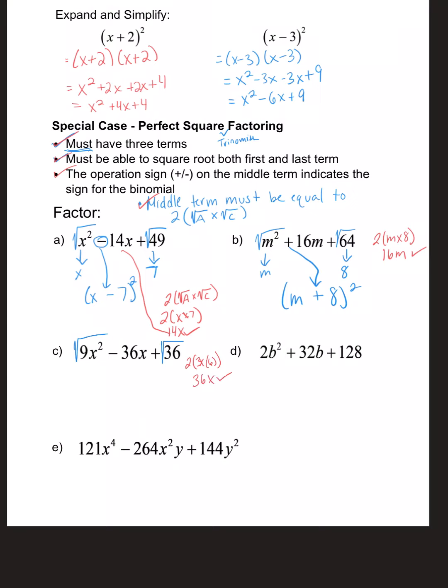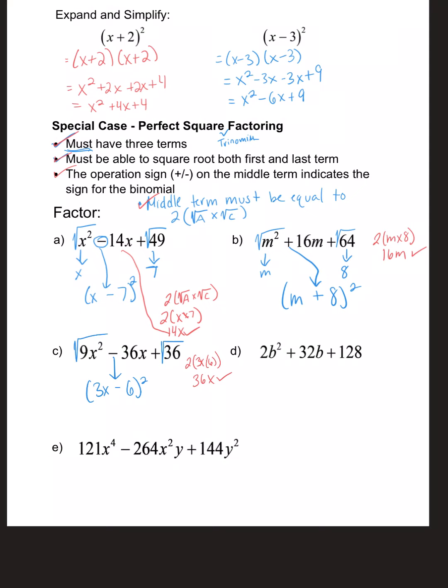It does. Okay, so again, we're going to put the square roots in our bracket. So 9x squared square root is 3x, and 36 is 6. We bring down that sign from the middle, and we square it.